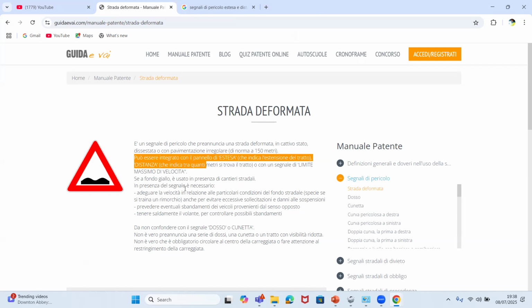Estesa is equal to length, or some people call it estensione, some people call it lunghezza. It means the same thing. Distanza is just distanza. From where you are, it will take a certain value to get there. That is the value they put there. Are you guys following me now? That is the meaning of pannello integrativo, because it gives you more information, or different information, about a particular thing. You see the way I explain it now?